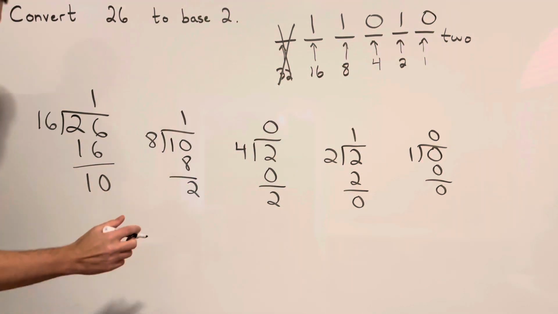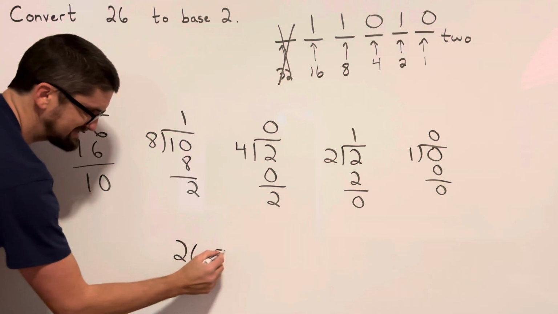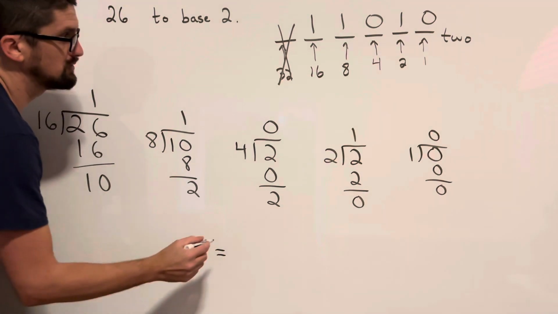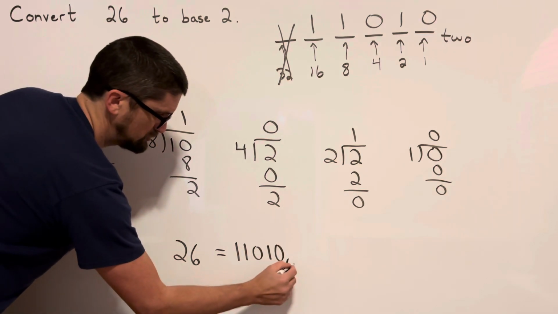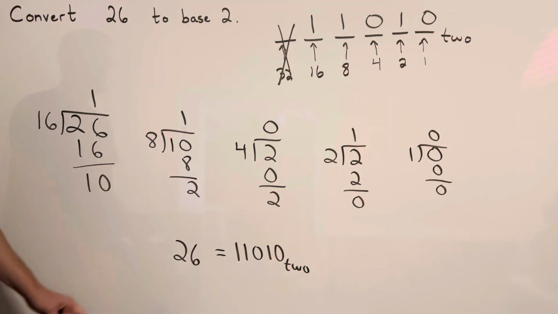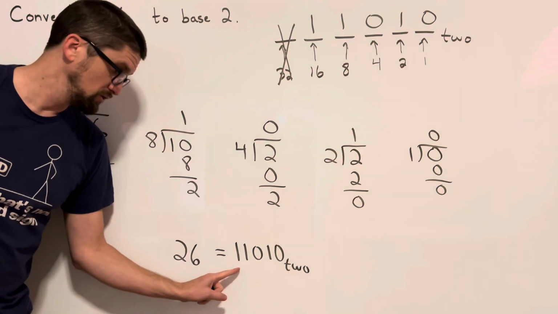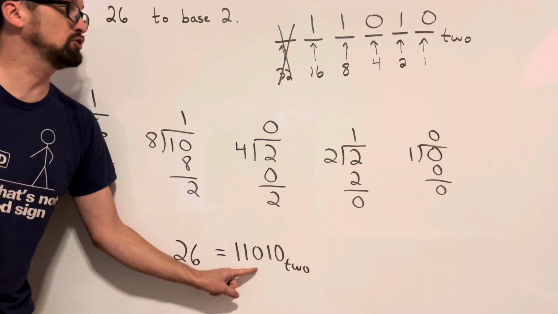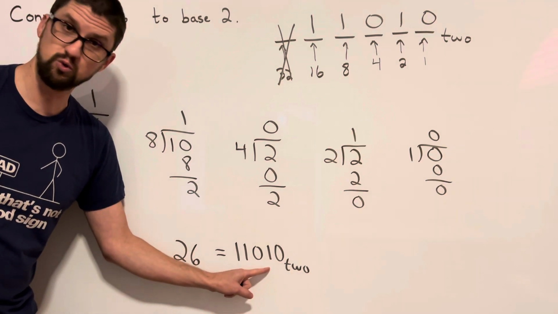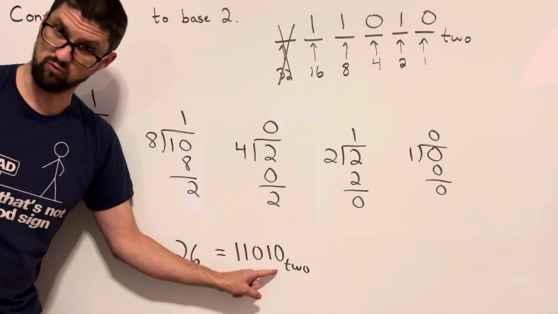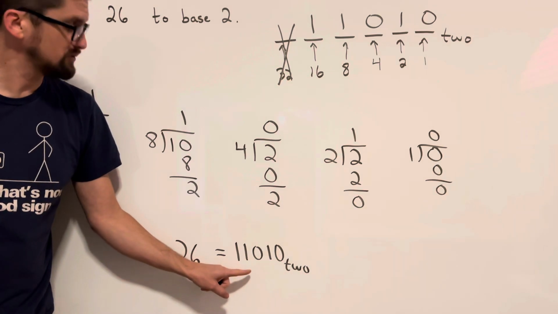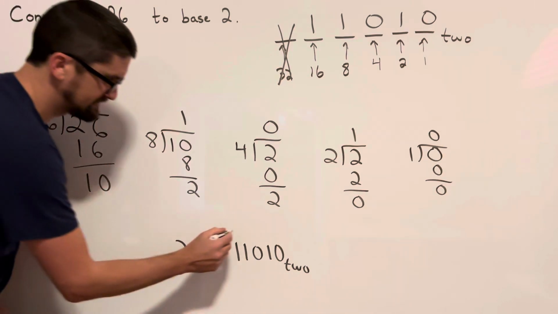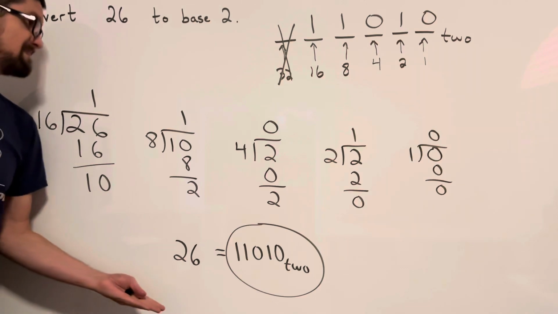So 26 as a base 2 number is going to be 11010 base 2. This means you have 1 group of 16, 1 group of 8, 0 groups of 4, 1 group of 2, and 0 groups of 1. And if you add all that up, 1 16, 1 8, and 1 2, you'll get 26. There you go.